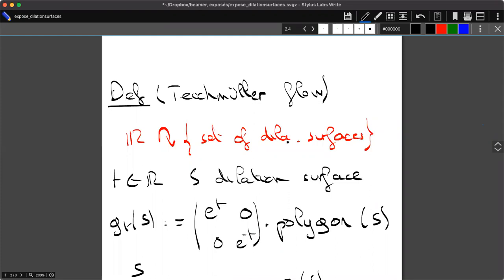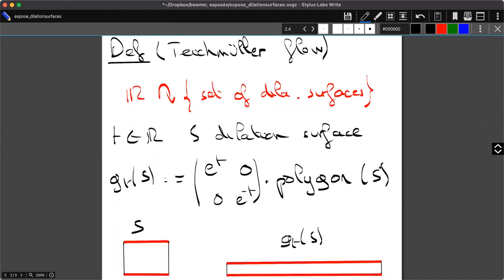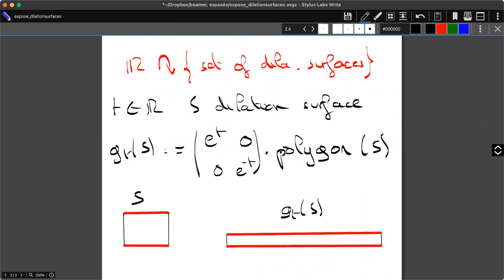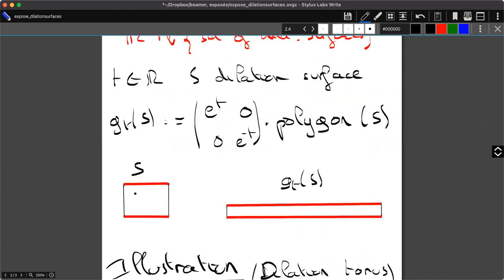And this is actually very easy to define. You just take your initial polygon and you multiply it by the matrix exponential t, exponential minus t, 0, 0. So it stretches the vertical direction and it dilates the horizontal one. So for example, if you started with your square here, the image by the Teichmüller flow at time t is just this square which has been flattened by this matrix after some time t.